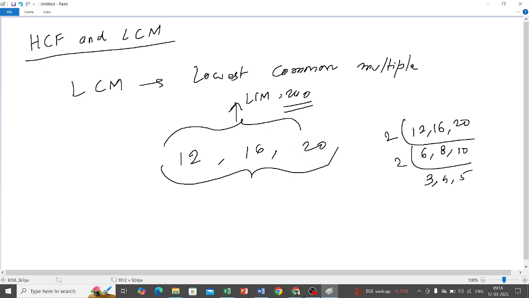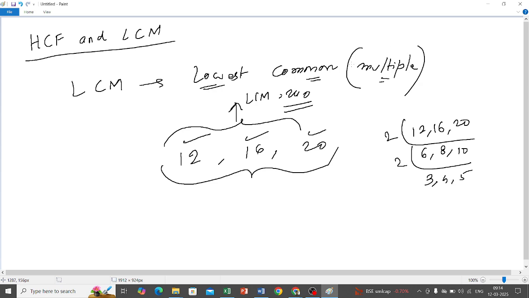The LCM of these numbers is 240. Now 240 is perfectly divisible by each of these numbers. You see, 240 is divisible by 12, 240 is divisible by 16, 240 is divisible by 20. So what does the phrase lowest common multiple mean? Multiple means a number which is divisible by each of these numbers, 12, 16, 20.